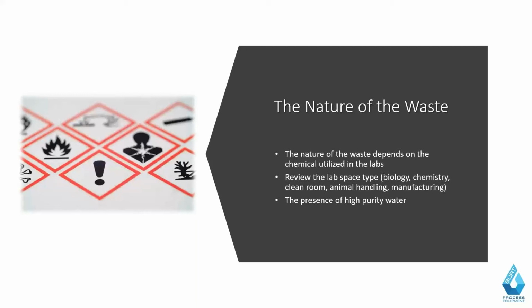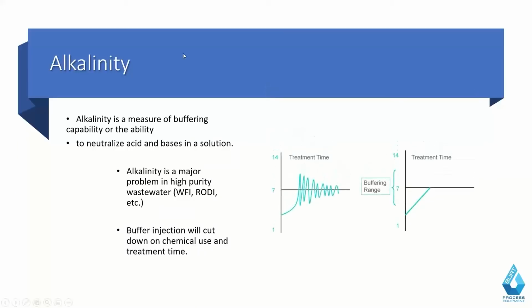You have a treated water or high purity water system that feeds your lab, and now that water goes down the drain. One of the processes utilized in high purity water is the RO, and water softening takes out all the alkalinity in your system. And what alkalinity does is it basically acts as a buffer.